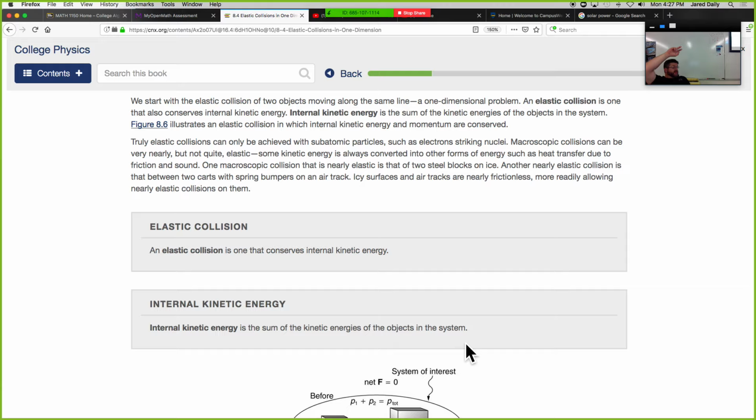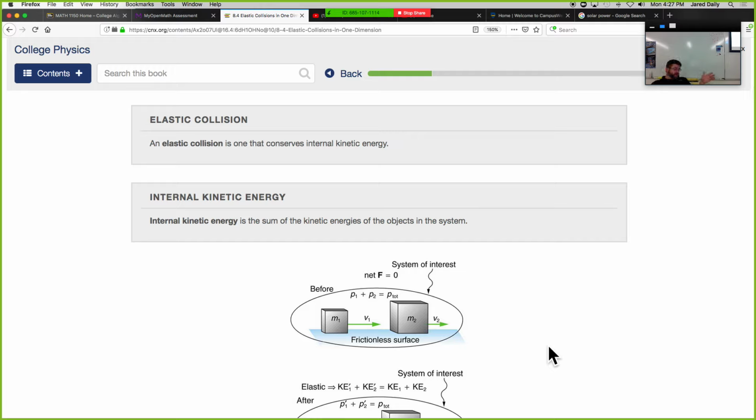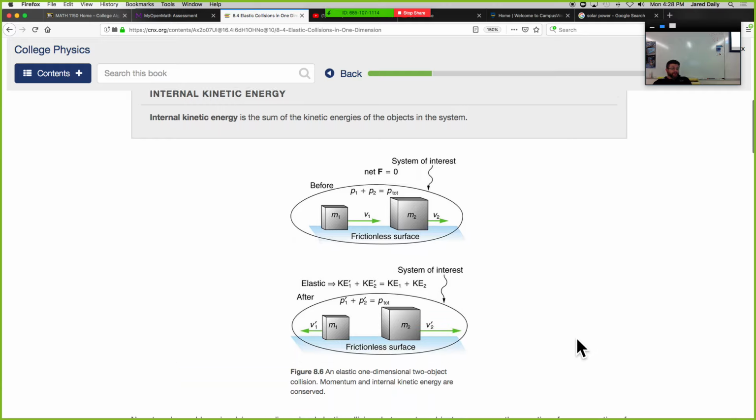It conserves kinetic energy and potential energy. In other words, the kinetic energy at the beginning of the problem will equal the kinetic energy at the end, and the momentum will be conserved. The momentum at the beginning, a total of all the momentums added together, will equal all the momentums added together at the end. But remember, with energies, it's just numbers. With momentum, it is vectors, so it's numbers and directions. You've got to be aware of that.